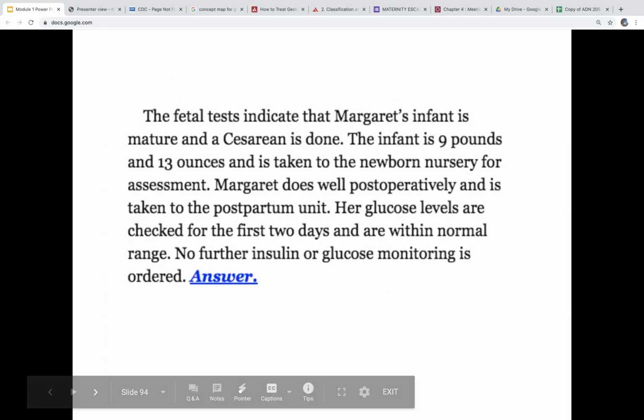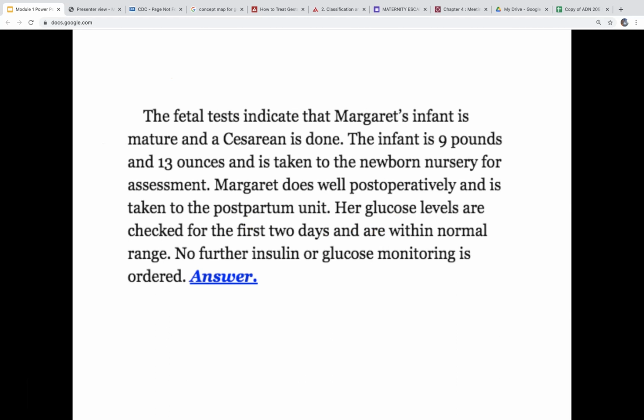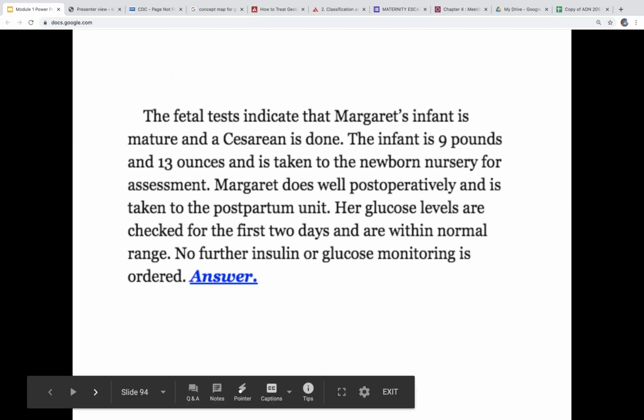The fetal tests indicate that Margaret's infant is mature. A C-section is done. The infant is 9 pounds, 13 ounces, and is taken to the newborn nursery for assessment. Margaret does well postoperatively and is taken to the postpartum unit. Her glucose levels are checked for the first 2 days and are within normal range. No further insulin or glucose is ordered.